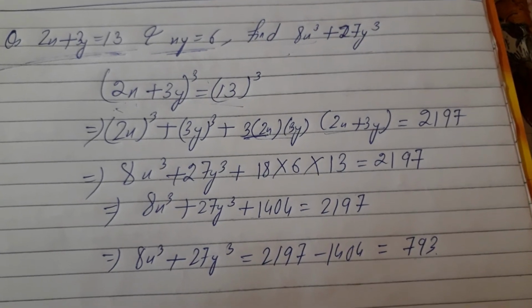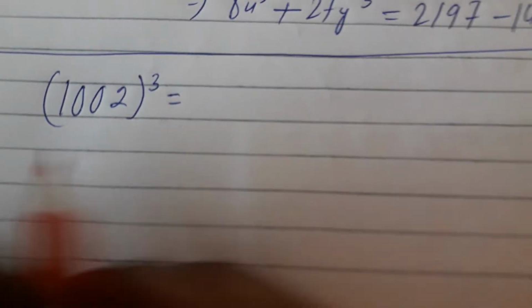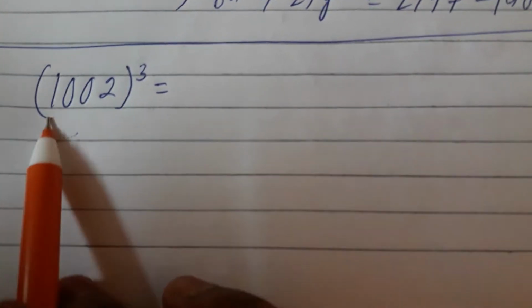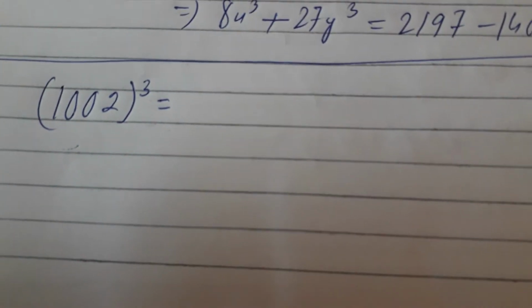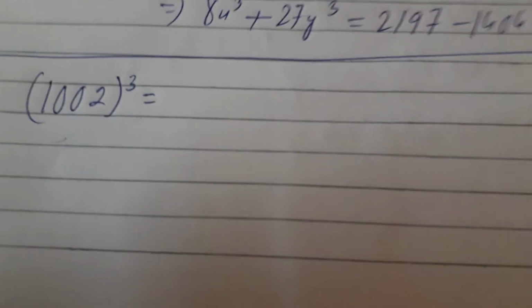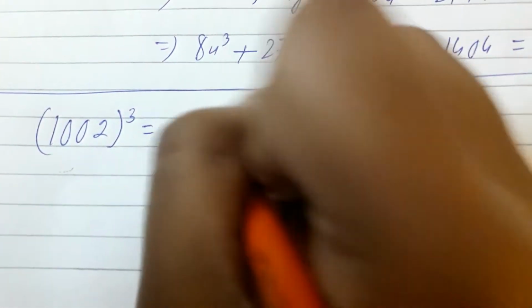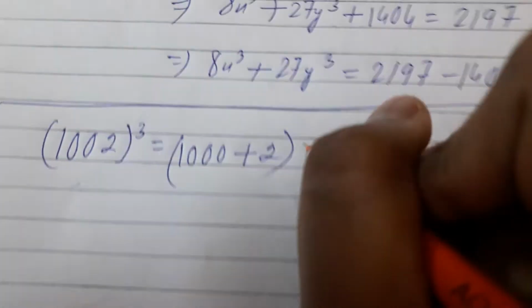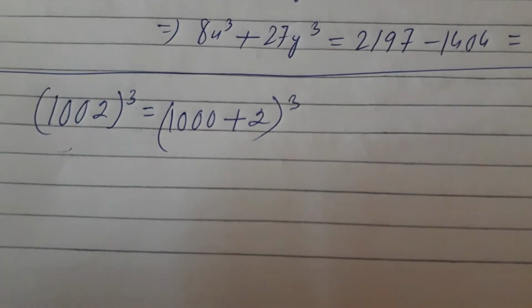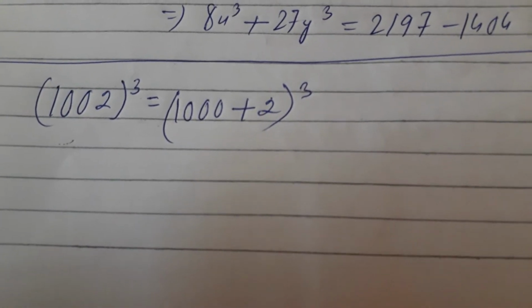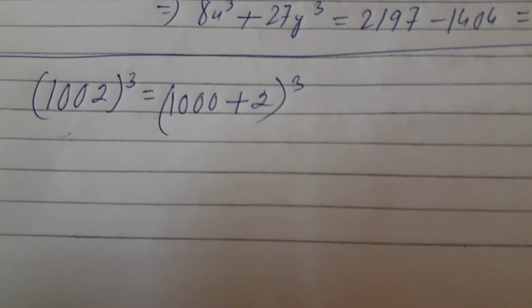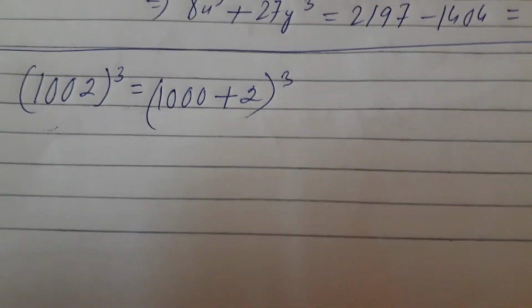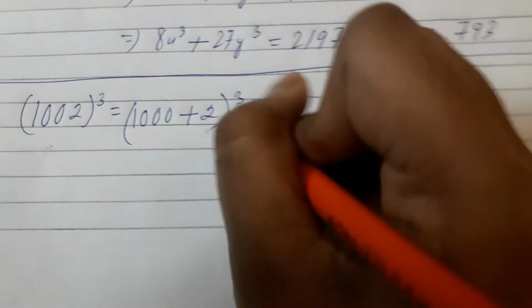Pause the video and write it down. Now see, the next one is you have to evaluate 1002 whole cube. Now this will equal 1000 plus 2 whole cube. I have already told you why you have to take 1000, 10, 100. So now split it into identities.